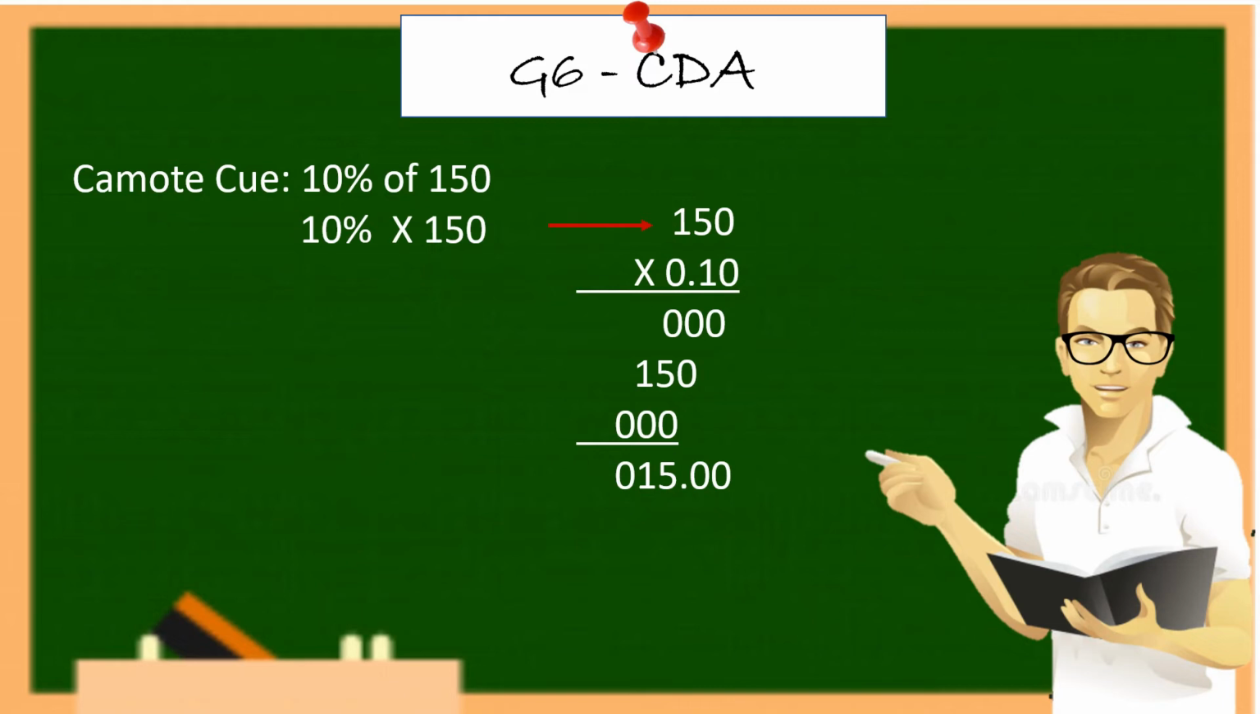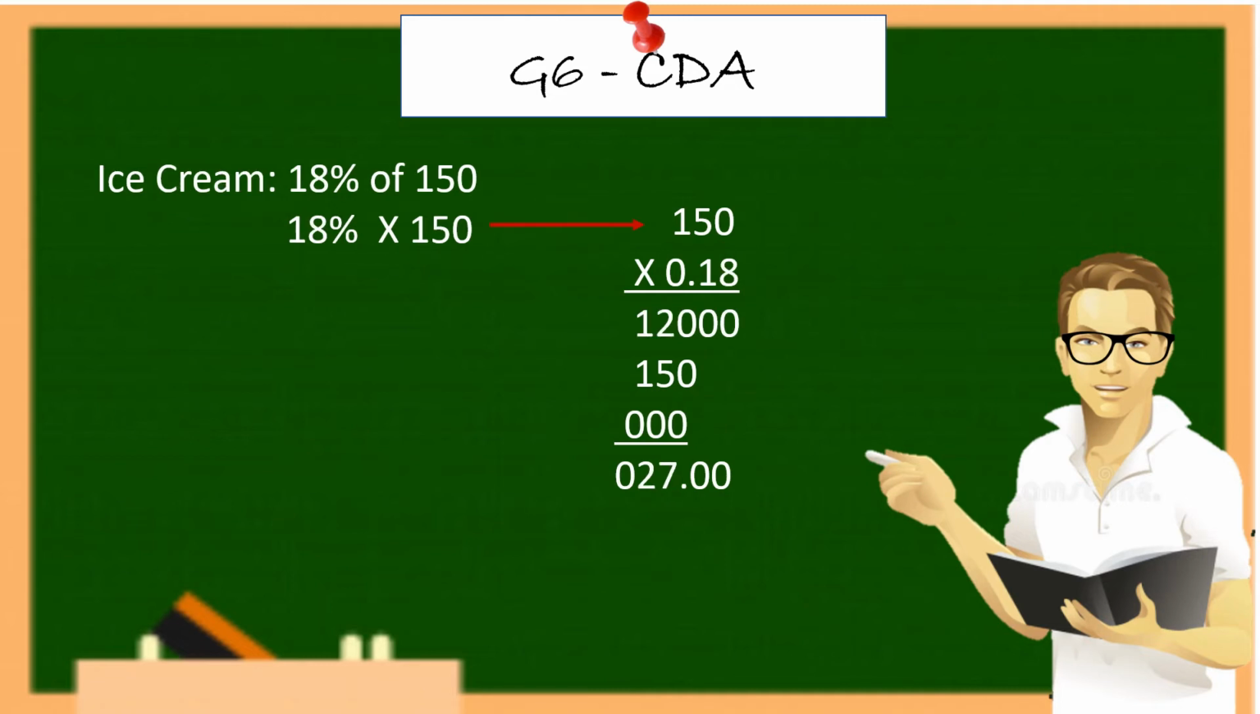For kamote Q, we have 10% of 150, or 10% times 150. Same thing, so we are going to multiply 150 by 0.10. It's equivalent to 10%. So when we multiply by 0.10, the answer is 15. We get 15.